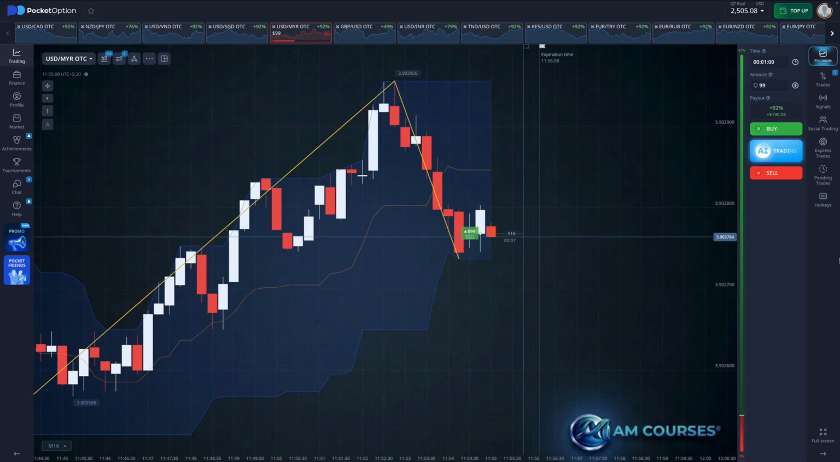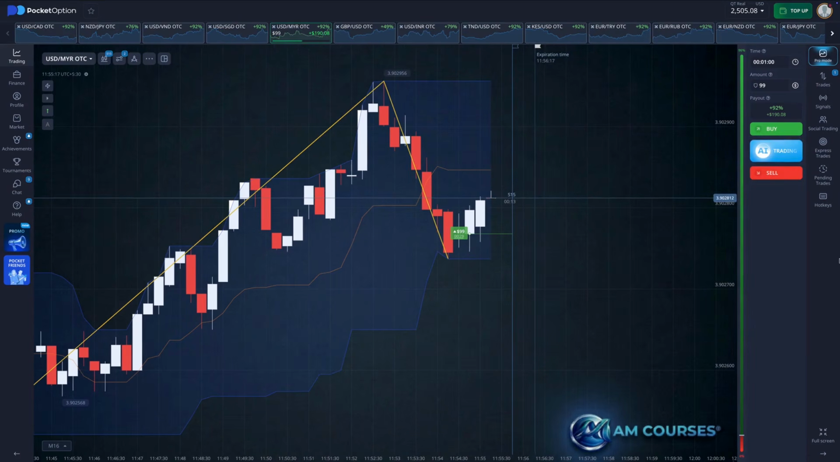Then the confirmation showed up. A solid bullish candle formed right at that lower boundary, showing buyers stepping back in. With all three conditions met, I placed the buy entry on the next candle, following the rules exactly as laid out. Here's where it gets interesting.